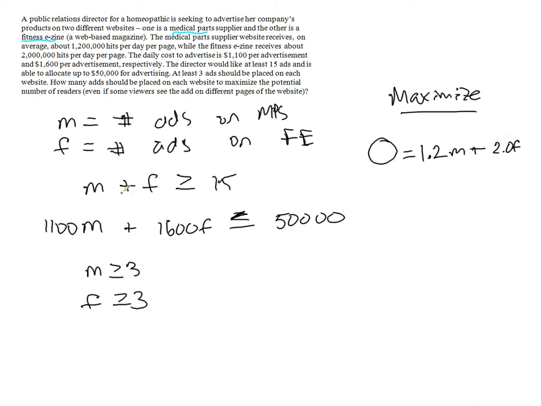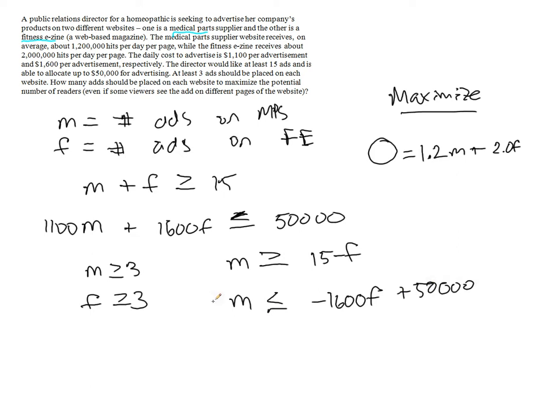Okay, so what's this going to look like? Well, we'll let m represent our y variable. So m is greater than or equal to 15 minus f. This will allow us to get into our calculator. And now we have m is less than or equal to negative 1,600 f plus 50,000.